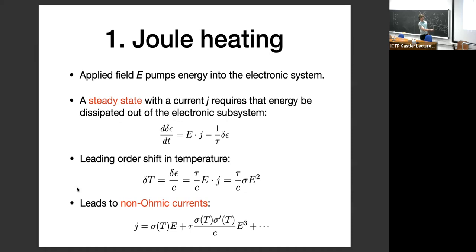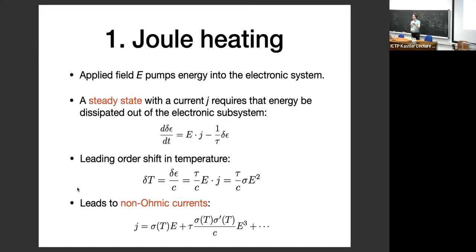If you balance these two terms, you see that the electric field leads to a shift in the energy, which causes a shift in the temperature, right? The system is going to heat up a little bit by balancing these two terms. So the shift in the temperature is the shift in the energy divided by the specific heat. And now the energy, according to this formula, is given by E dot J. At this point, we use Ohm's law to say that J is sigma E. And so we get this. And so the electrons are a little bit hotter than they would be, proportional to the electric field squared.